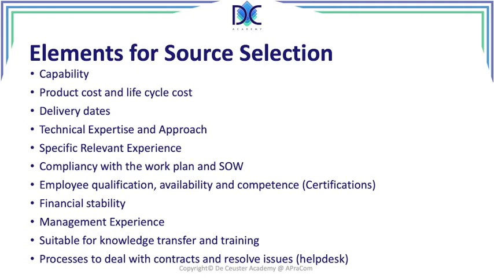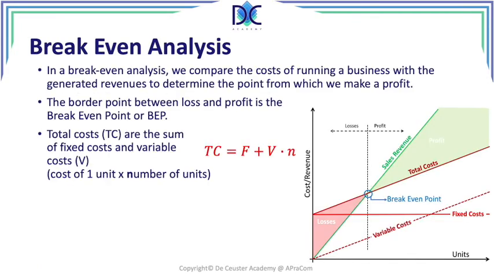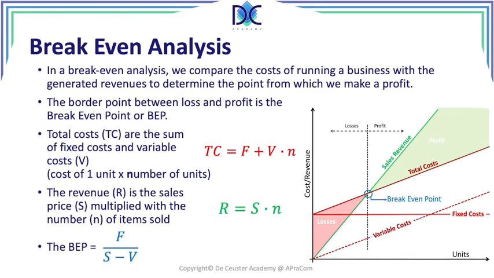Now, once we have these elements, we also have to verify some financial parameters. And we have, let's say, the break-even analysis, where we're looking at costs and sales revenue, total cost. This is one of the parameters, the techniques to identify if our contract is feasible or not.